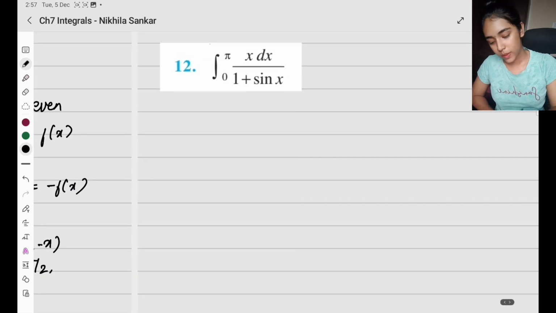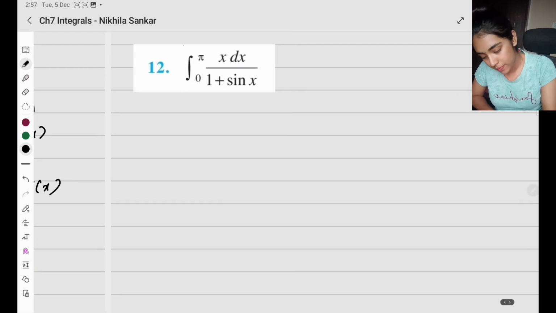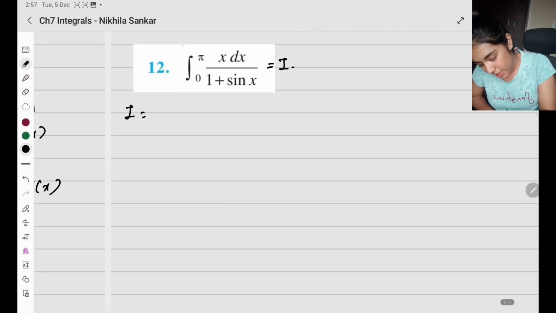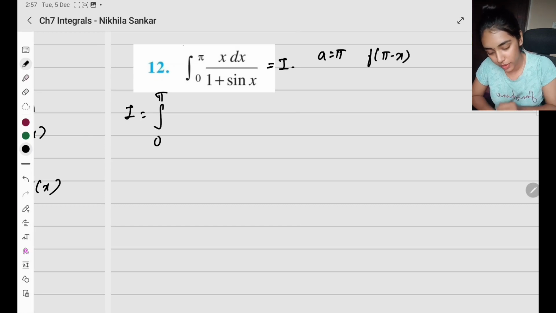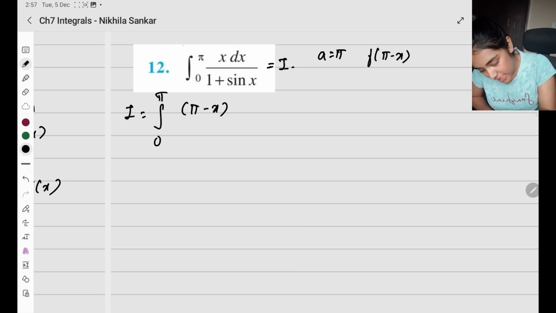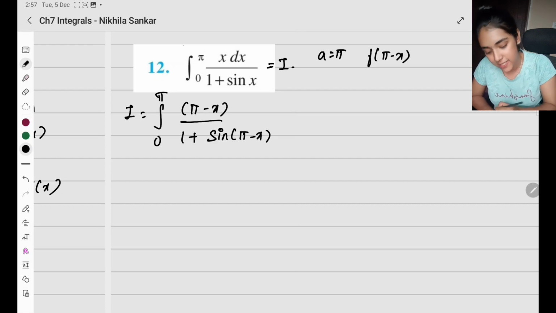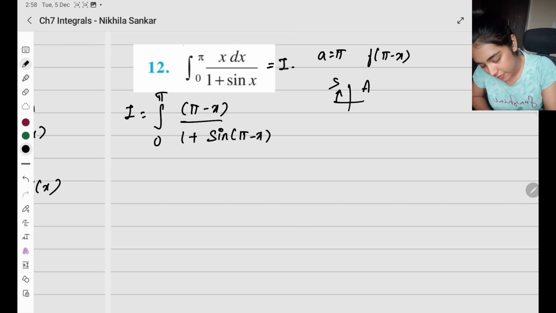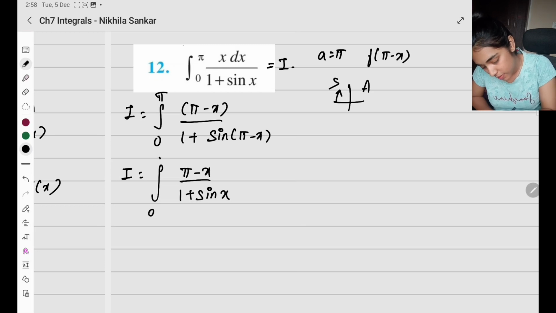Question number 12. Again, using property number 4, this is going to be my I. Now my I becomes 0 to pi. The value of a is going to be pi. So f of pi minus x using property 4. So I have pi minus x divided by 1 plus sine of pi minus x. Sine of pi minus x, now we are in the second quadrant. In the second quadrant, sine is positive. So what will I have? This is going to be pi minus x divided by 1 plus sine x from 0 to pi.